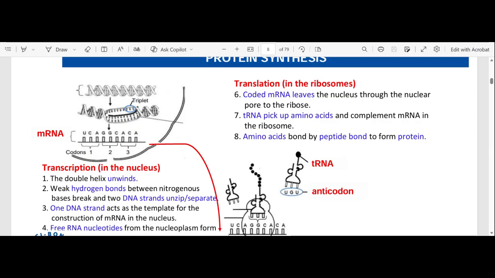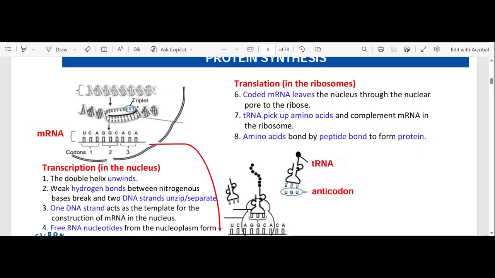Now let's look at what happens in the stage called translation. Coded mRNA leaves the nucleus through the nucleopore to the ribosome. So this is the movement, and they've included it. Then tRNA picks up amino acids and complements mRNA in the ribosome. And number 8, amino acids bond by a peptide bond to form a protein. I hope that's clear enough.